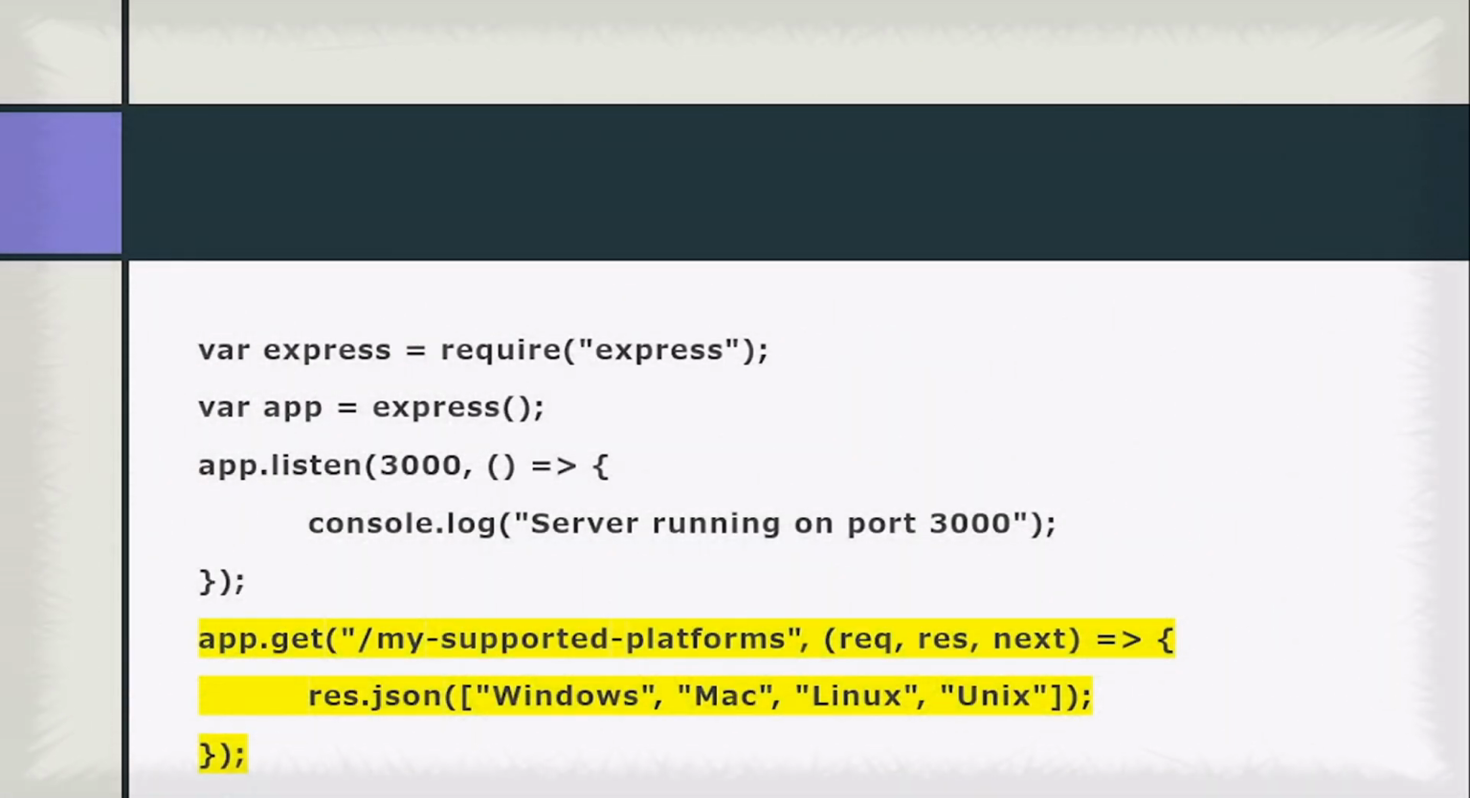Here we have an example of Node.js API. Do note this highlighted syntax used for the GET API endpoint. Now we can utilize a similar syntax in our ASP.NET Core API.